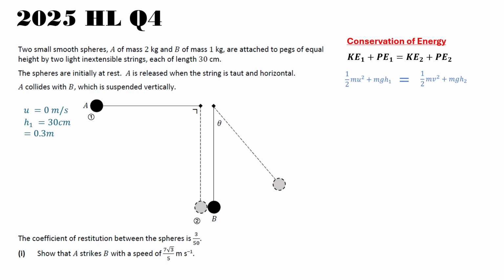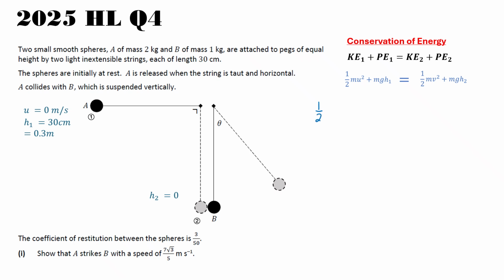So then at position 2, we don't know v. That's actually what we're trying to work out. But we do know its height, and that's going to be 0 because it's at its lowest position. Our height is always compared to our lowest position. So now we just need to fill all this information in.